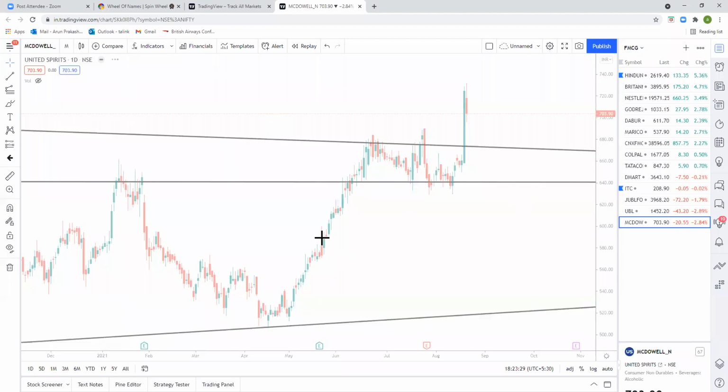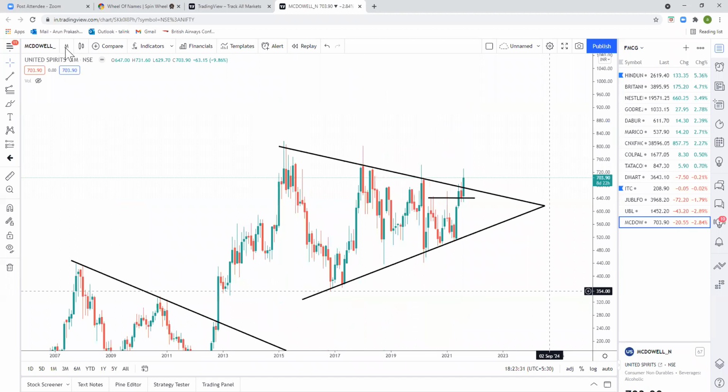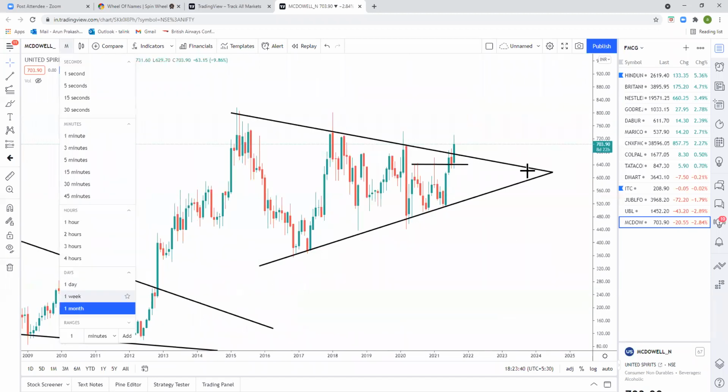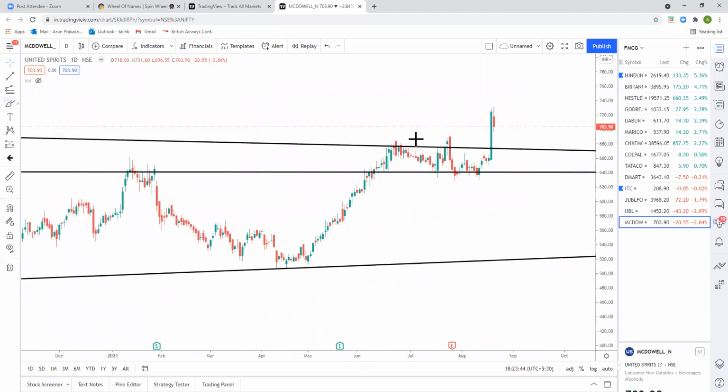So this is a monthly pattern in McDowell. Now if I go to daily, it kind of tried to break out this level twice. It couldn't, but it took support at this level, around 630, 640 level. It took support and it shot up.